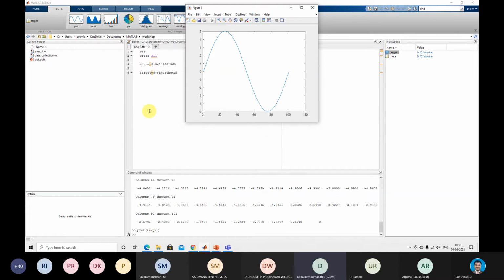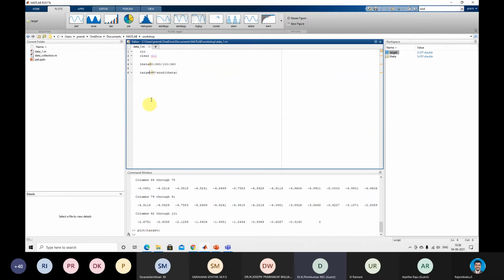So now we generated two sets of data. One is the input data, theta, and another one is the target, right? So both are generated. So this is going to be considered as input and target for the ANN and the ANFIS, right? So next we go for the ANN training process in MATLAB.